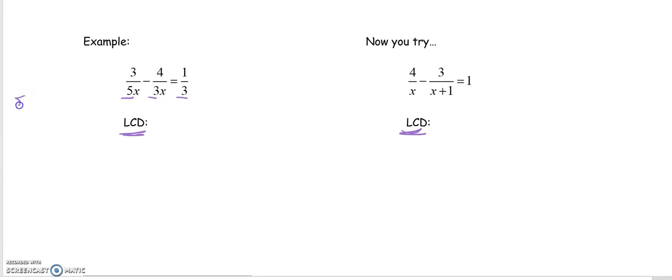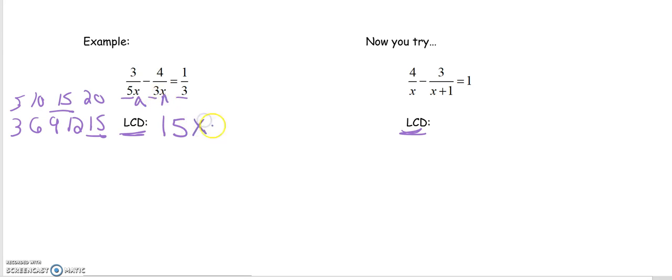So think of the 5s. You have 5, 10, 15, 20. The 3s: 3, 6, 9, 12, 15. Oh, look, 15's in common. So your LCD is going to be 15. Now, they also share an x and an x, so I can tack on an x, and there's my LCD.